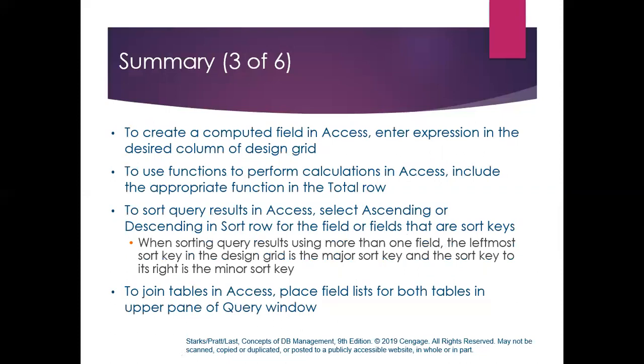To sort query results in Access, select ascending or descending in the sort row for the field or fields that are sort keys. When sorting query results using more than one field, the leftmost sort key in the design grid is the major sort key, and the sort key to its right is the minor sort key. To join tables in Access, place field lists for both tables in the upper pane of the query window.